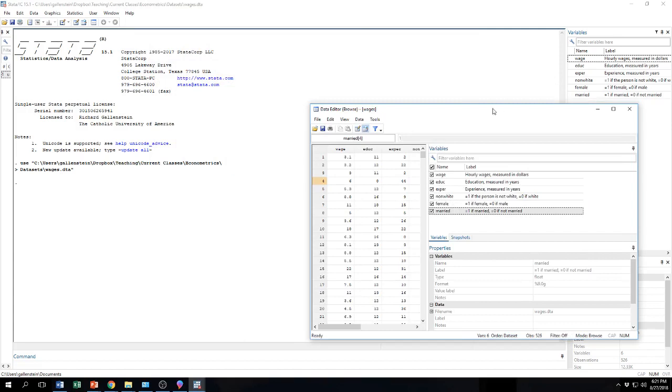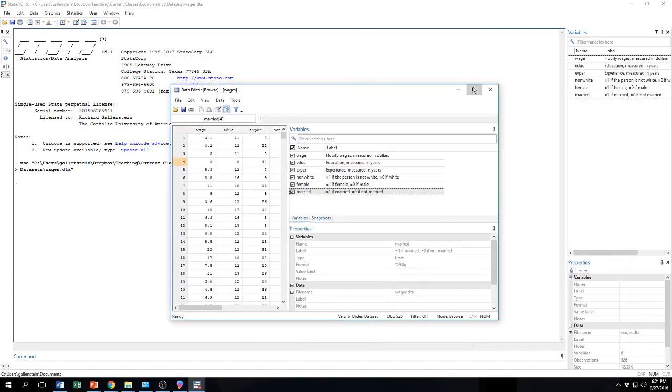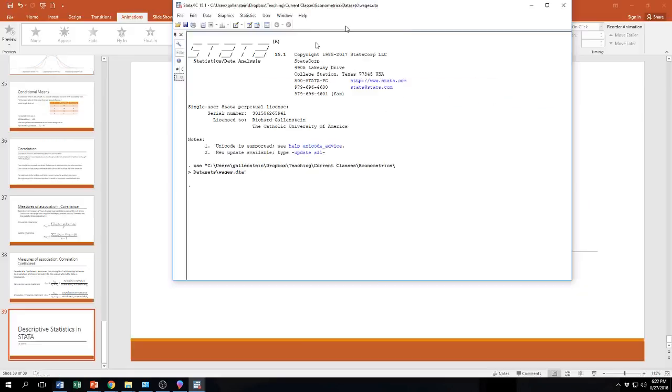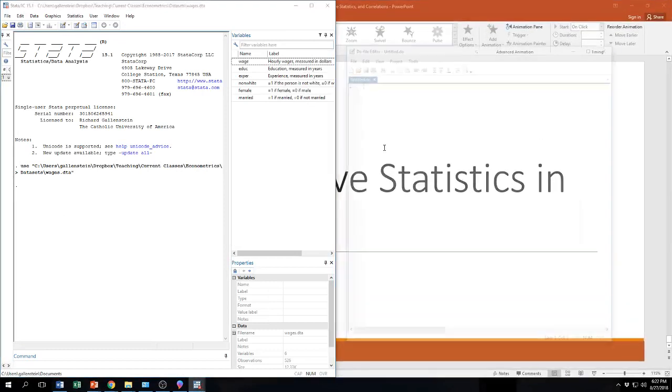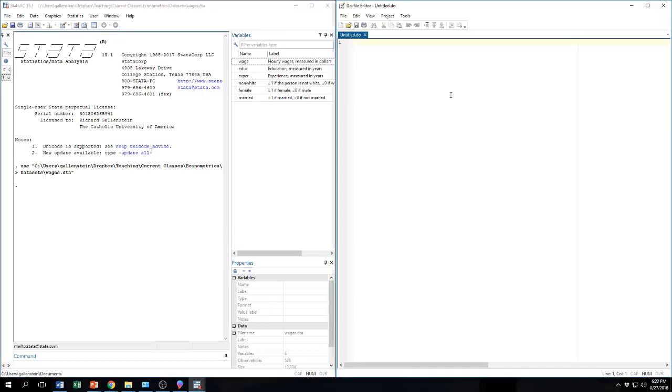And we have our main window here. Now what I'm going to do is close this for now, move the main window over to the side, and open up a do file. I'm going to give this do file a label. This is going to be lecture 1, descriptive statistics.